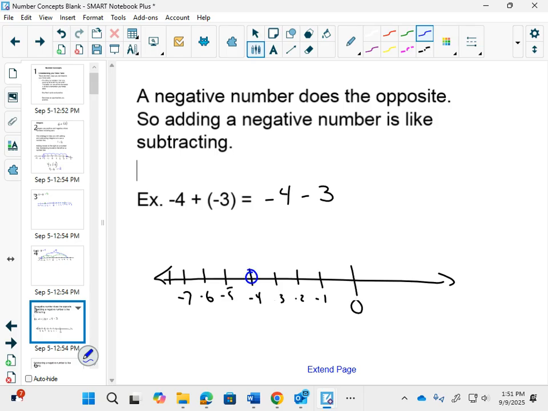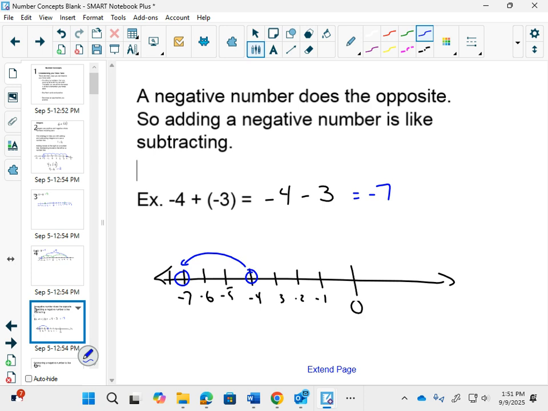-4 is where I'm starting, right there. I want to add -3. Adding normally would go to the right, but then the negative is the opposite, so I need to go back 1, 2, 3. And that'll get me to -7.